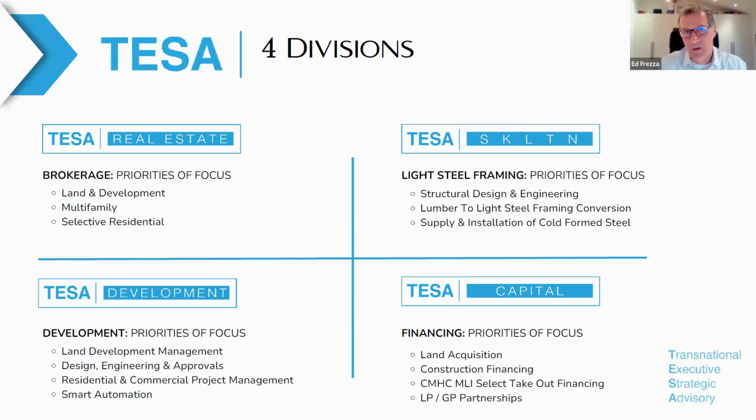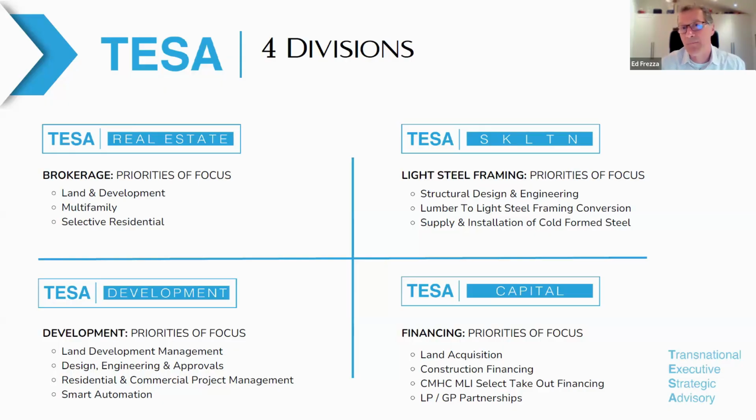So what we bring to the table is the analysis, and I'm going to give you a close look at the analysis that we do on a typical transaction. So we're involved in land and development, multifamily, but we also do selective residential. On the capital side, specifically with regards to financing, there are three elements of financing in any development. First of all, you have to acquire the land. Secondly, there's a construction financing. And thirdly, there's the takeout.